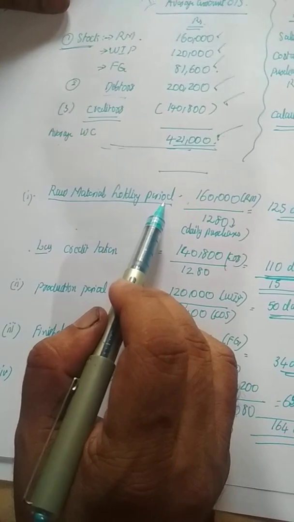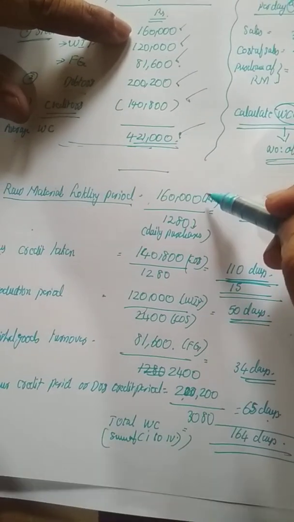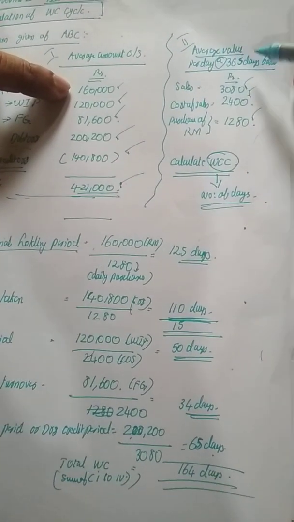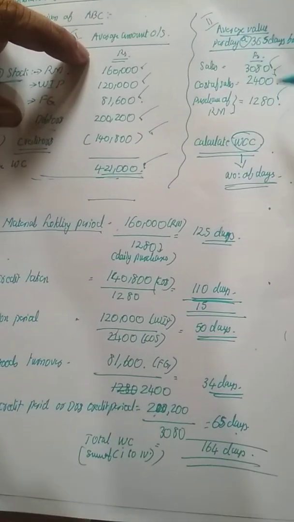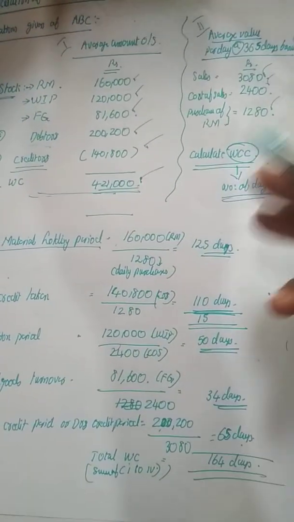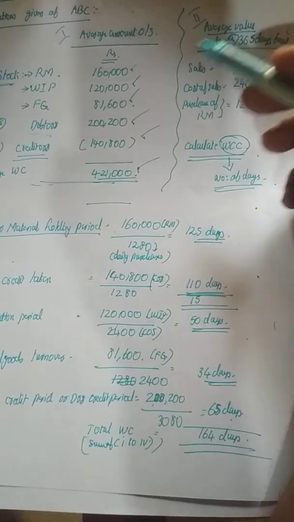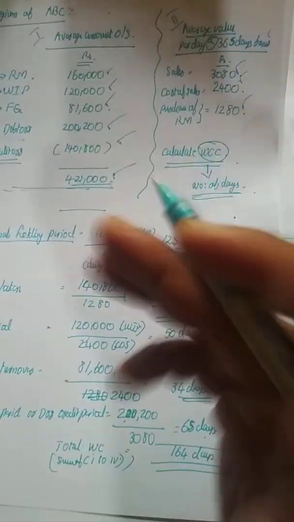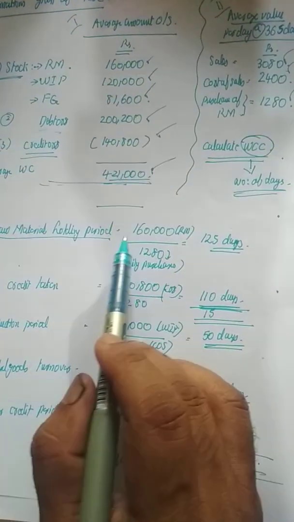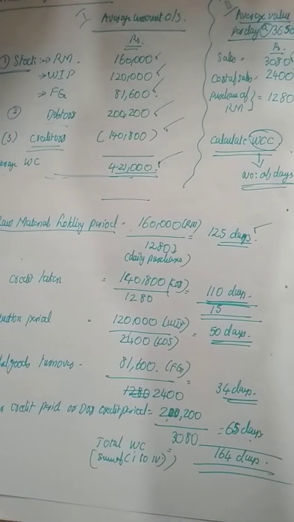So the raw material holding period we have to calculate first. How much is it? The average outstanding raw material we know, for one year it is 1,60,000. And daily purchases of raw material is 1,280. So 1,60,000 is the average yearly stock. This is very important: this is on a yearly basis and this is on a daily basis, which is given. So yearly basis divided by daily basis, we will get the number of days. That is the logic behind the problem. So raw material stock divided by the raw material cost, we will get 125 days as the raw material holding period.